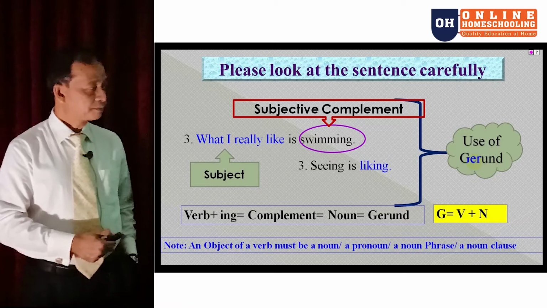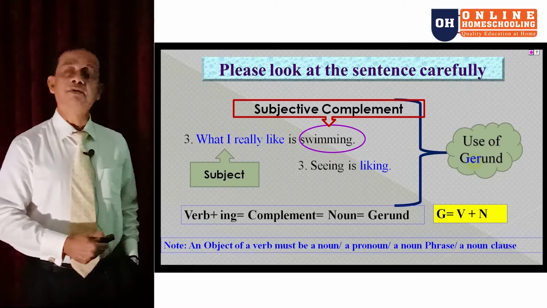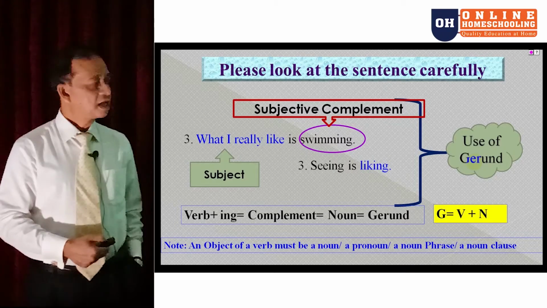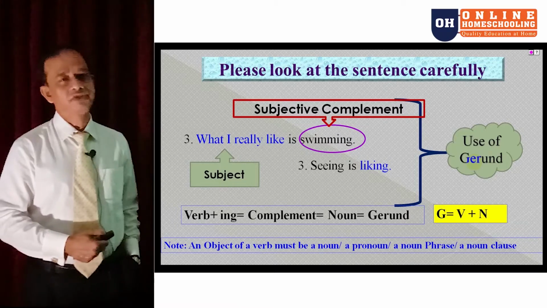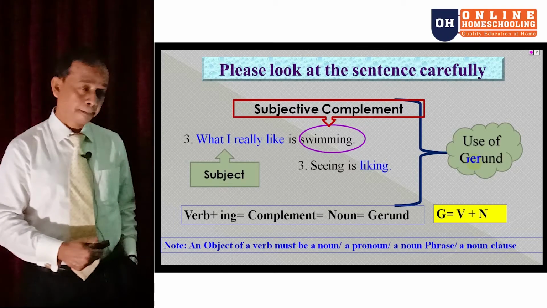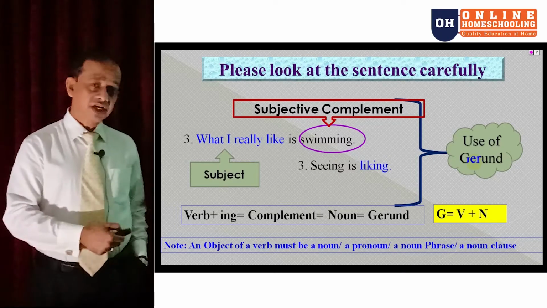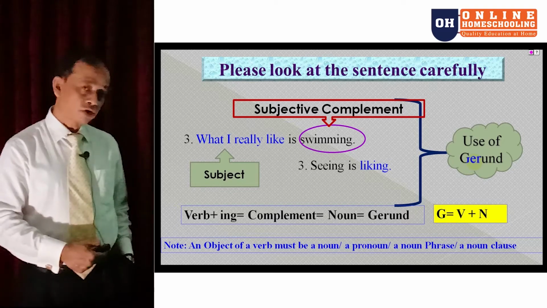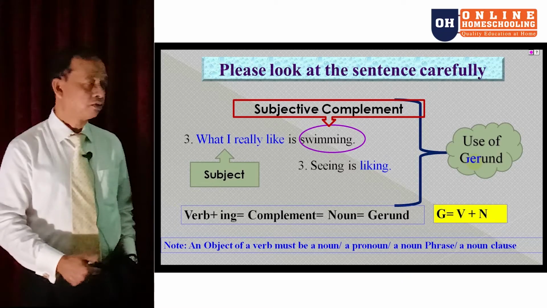In the same way, look at this sentence: seeing is liking. It means if you see something, suppose you went to the shop, see a very beautiful dress, and you like it. So seeing is liking. If you say it's such a beautiful dress, if you see it, you will like it. Seeing and liking are the same. So this is a subjective complement. When there is a subjective complement, it will obviously be a gerund. Verb plus ing equal to complement, equal to noun, equal to gerund. So in the same way, G equal to V plus N.